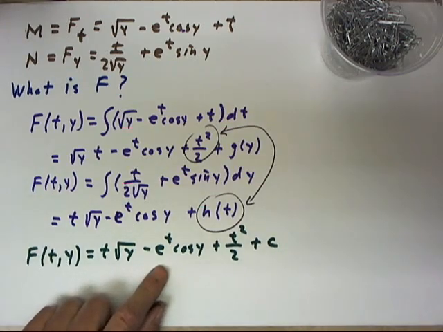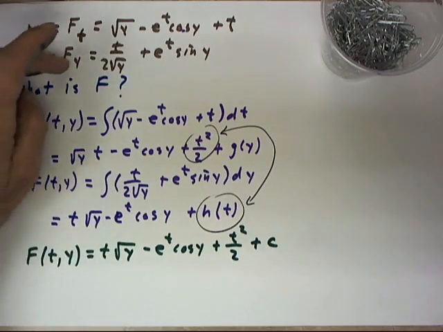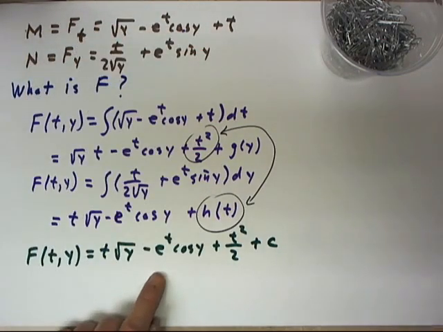And this is the function whose t derivative is this, and whose y derivative is this, and this is the most general function that satisfies this. Now we'll see how to use this to write out some sort of an implicit or hopefully explicit solution.